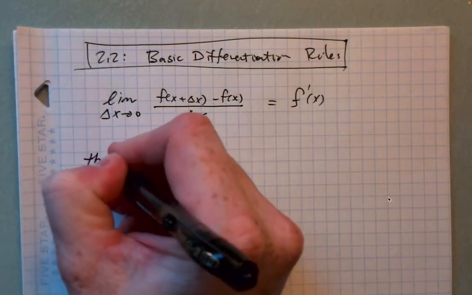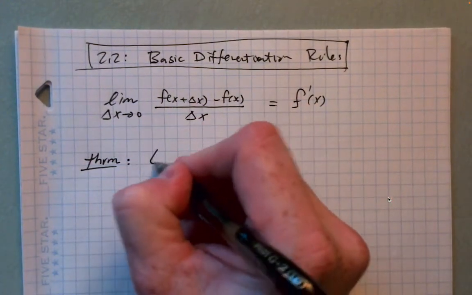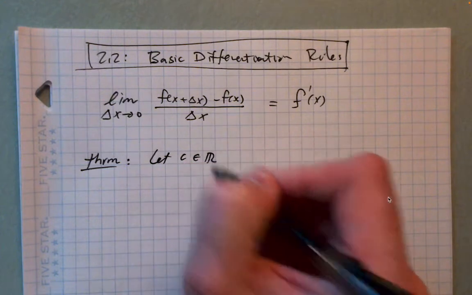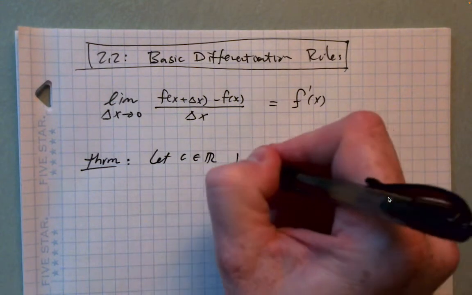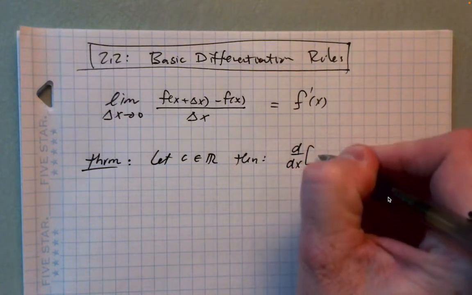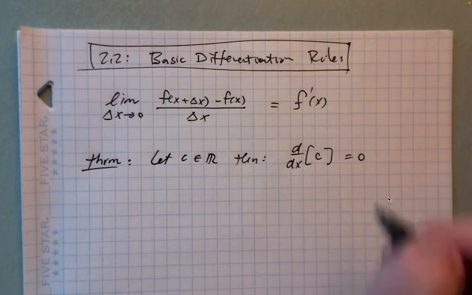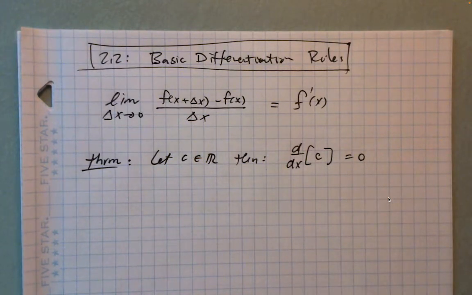So let's start with the theorem. We're going to let c be a real number. Then here's the story. The derivative of a constant c is equal to 0, regardless of the constant. Okay, so this is the first differentiation rule that we'll talk about.